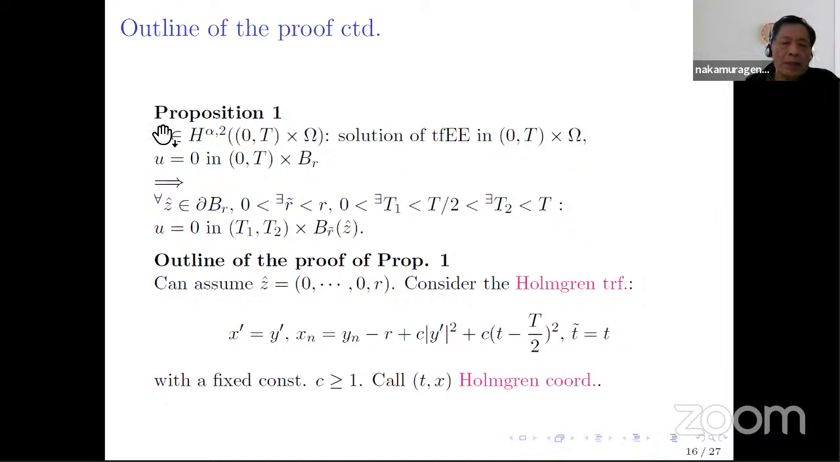First, I state Proposition 1. That is, if U belongs to this function space and assume U is a solution of TFEE in this set, and also U equals 0 in this set, then for any Z hat, which is a point of the boundary of VR, there exists R tilde smaller than R, and also T1 and T2, which have this T over 2 in the interval T1, T2, such that U equals 0 in this set.